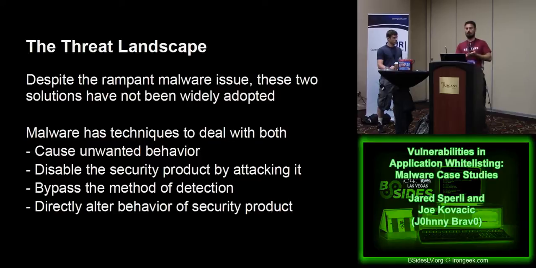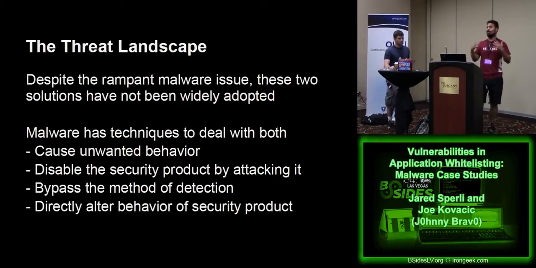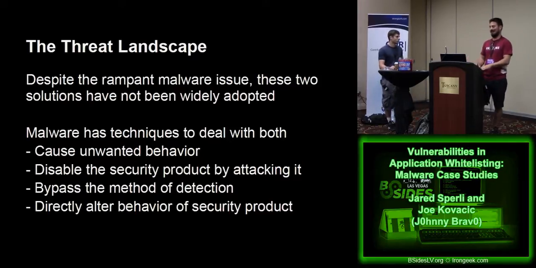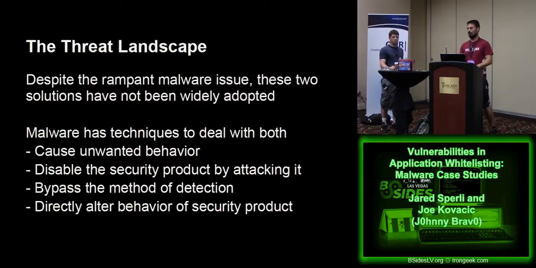So what we broke it down to is 4 types of malware techniques and the impact they can have on new security solutions. What we think malware can do quite easily is, 1, cause unwanted behavior. As soon as it gets on the machine, it can make the machine do things it wasn't intended to do and disturb your productivity or the system's productivity. It can disable the security product you actually put on the machine by attacking it outright. It can bypass the means of detection. And it can also directly alter the security product and make it its own almost.